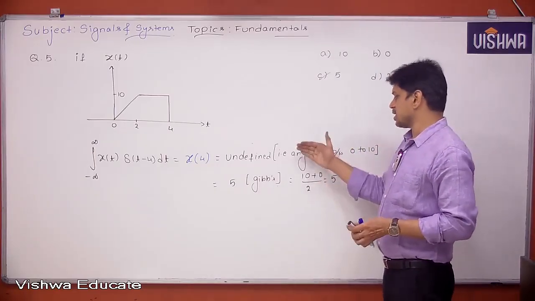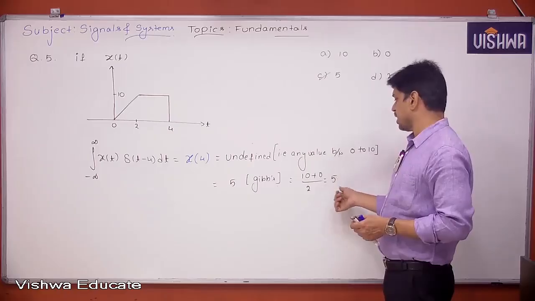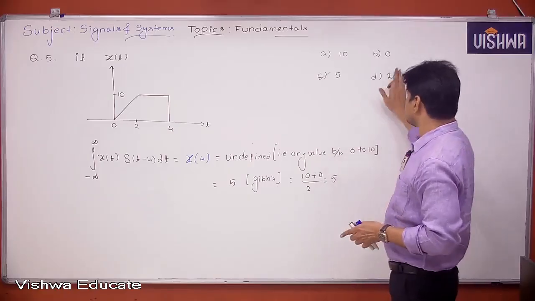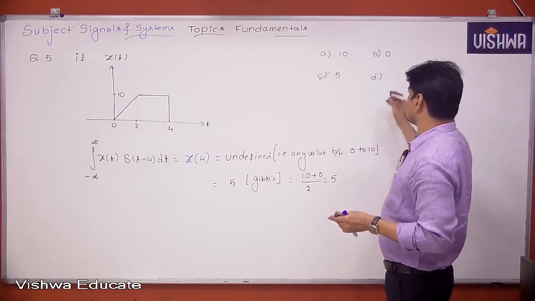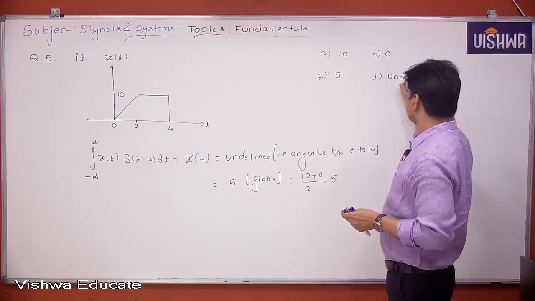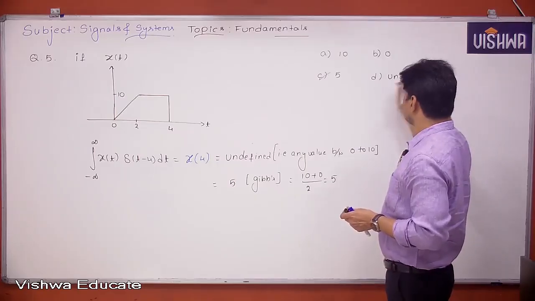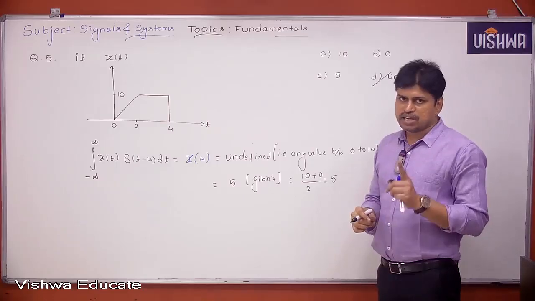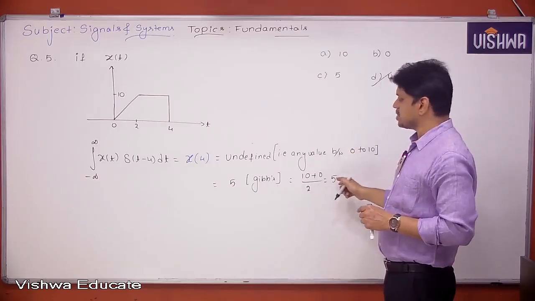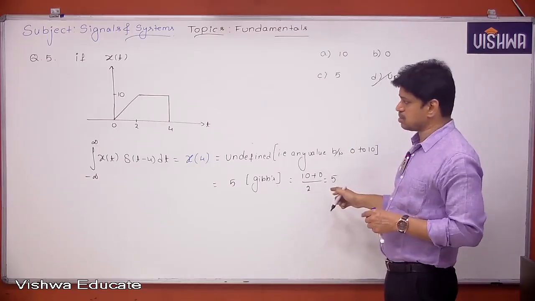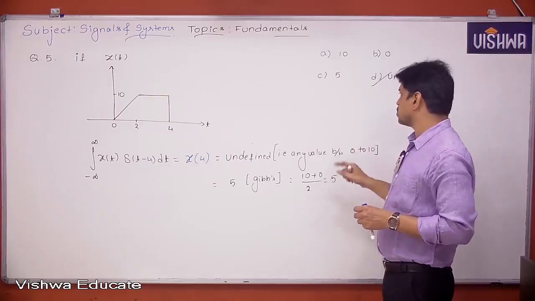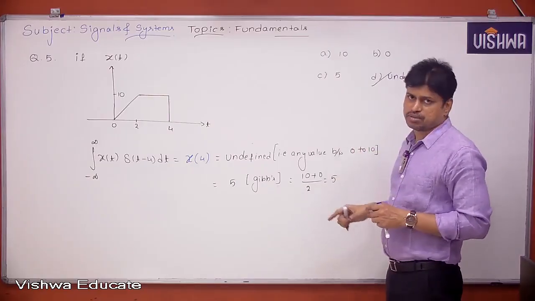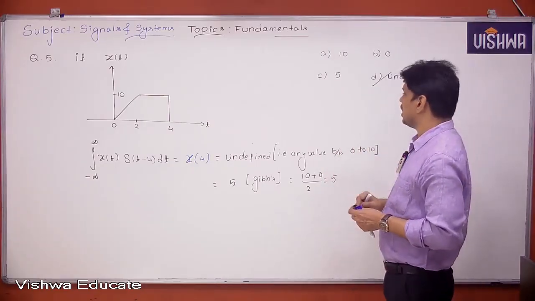So undefined is the correct answer. Next, second priority goes to 5. Suppose in the options, undefined is also there. Then which one will we choose? Undefined we have to choose. Undefined is the first priority answer. 5 is the next priority answer. Remember this. 10 and these other values are never correct. So it may be undefined, it may be 5. If both are given, go with undefined.